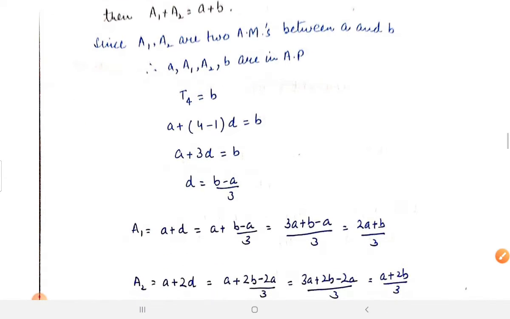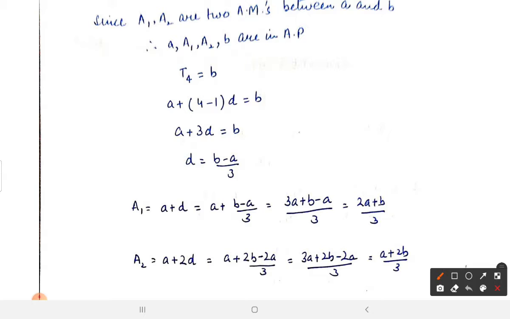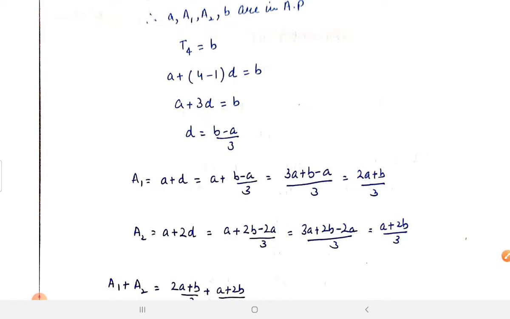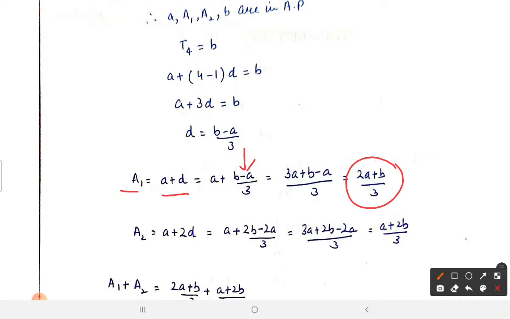Let us now find what is a1 and then add a1 and a2. We want to find the sum of a1 plus a2. So first of all we will find the value of a1. So a1 is a plus d. Put the value of d here. So we have a1 as (2a plus b) by 3.